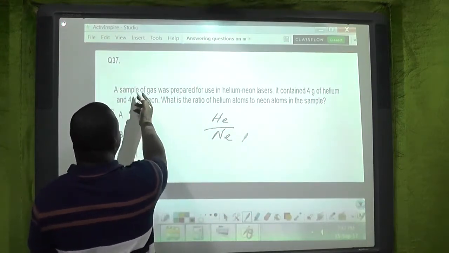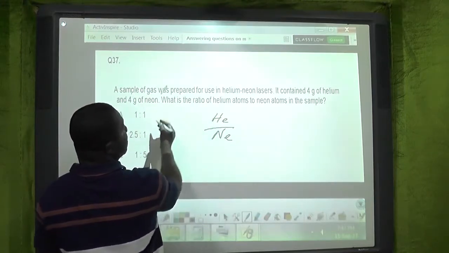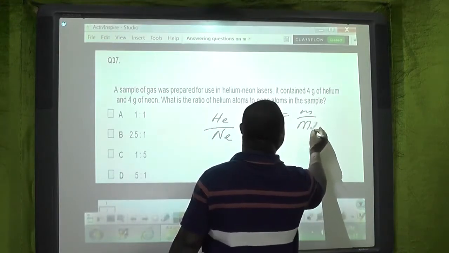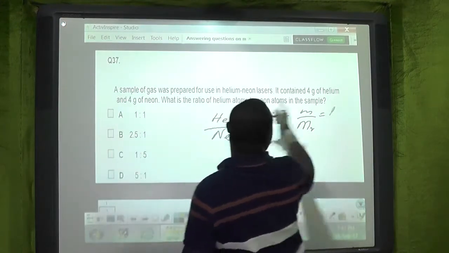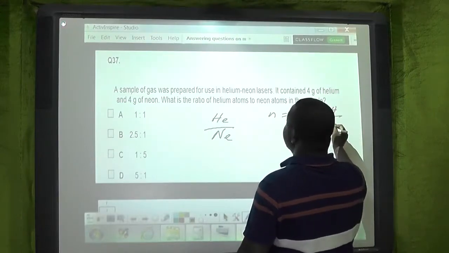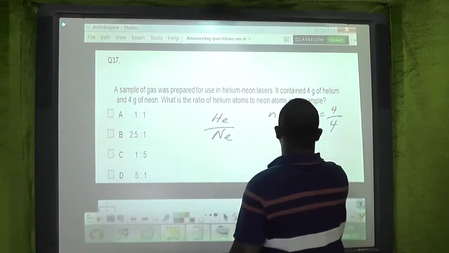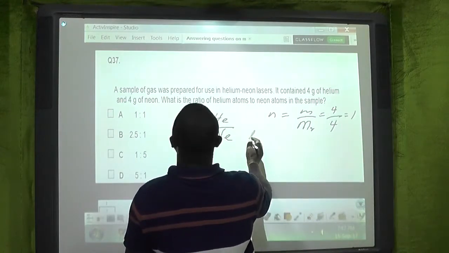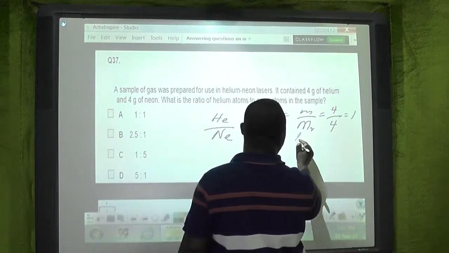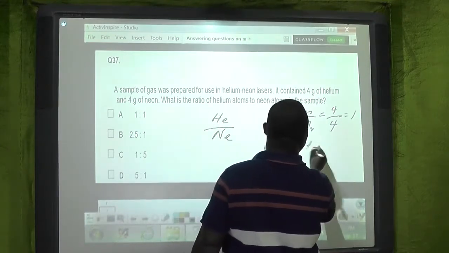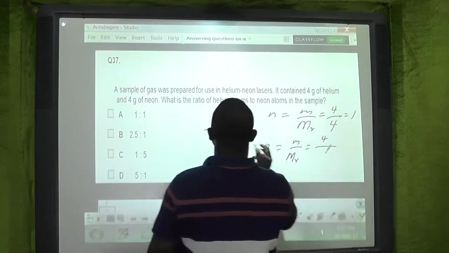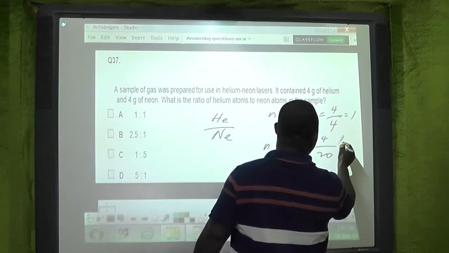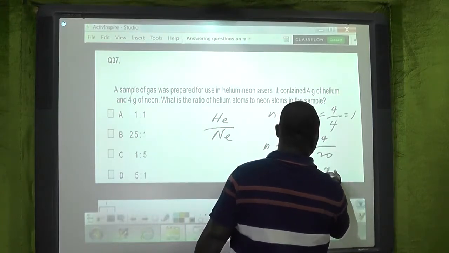So first, what is the number of moles of helium? n equals mass divided by molar mass, which is 4 grams divided by 4, so this equals 1. And neon, 4 grams of neon also. For neon, n equals m over Mr, which is 4 divided by 20. 4 divided by 20 is 0.2.